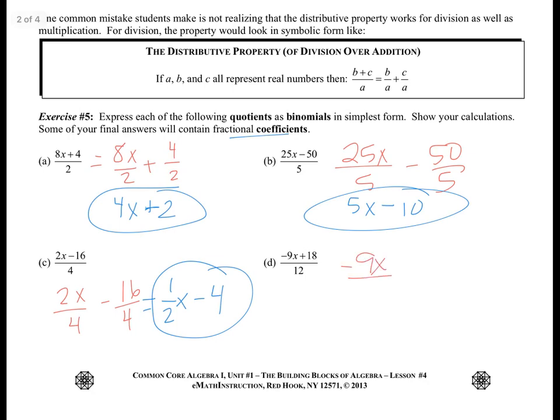Finally, negative 9x over 12 plus 18 over 12. Both of these will stay fractions because you cannot divide 9 by 12 or 18 by 12, but they are not in their simplest form. So negative 9x over 12, they both have a 3 that goes into them. So 9 divided by 3 is 3, and 12 divided by 3 is 4. And the largest common number between 18 and 12 is 6. So 18 divided by 6 is 3, and 12 divided by 6 is 2. So negative 3/4 x plus 3 over 2.